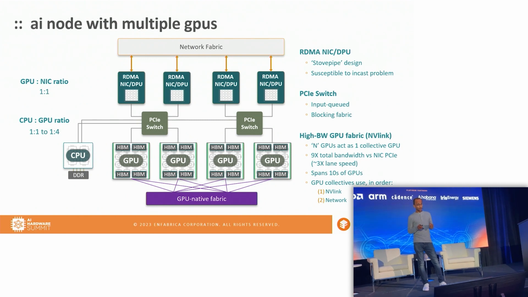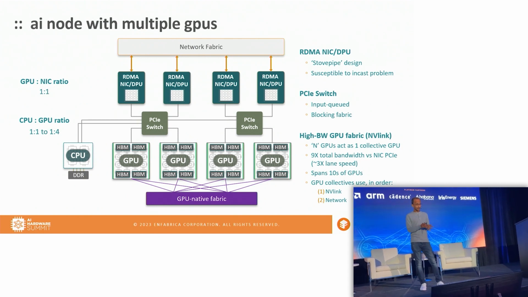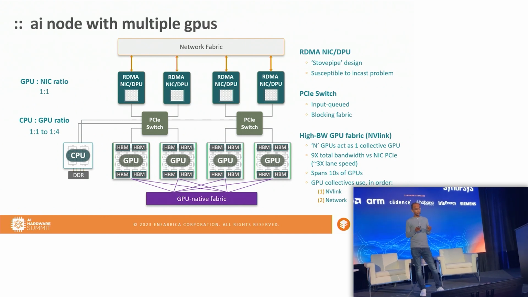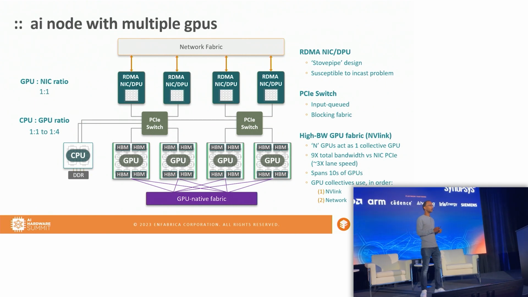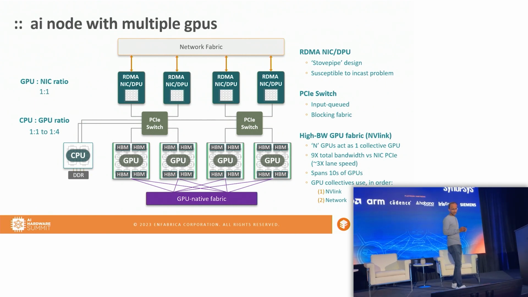The PCIe switch, which is sitting in the middle, you can see that it's basically spider webbing between all these devices, is an input queued device and a blocking fabric, which fundamentally means that it's not a fully work-conserving switch, and communication patterns over that can also suffer from performance degradation.